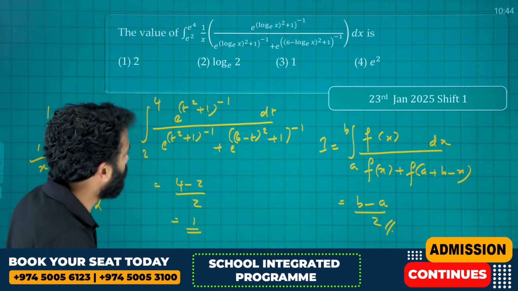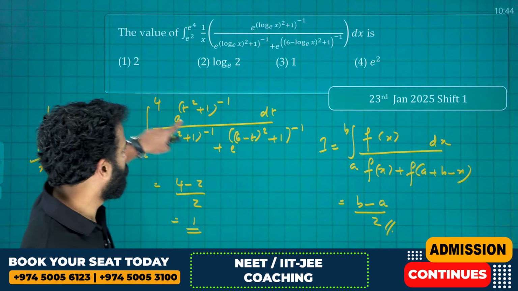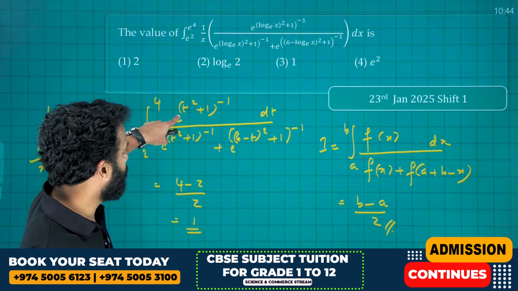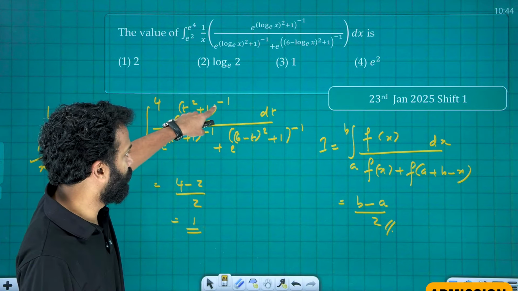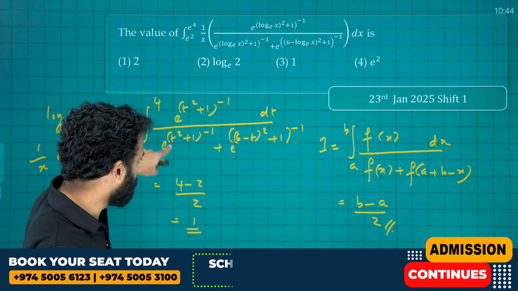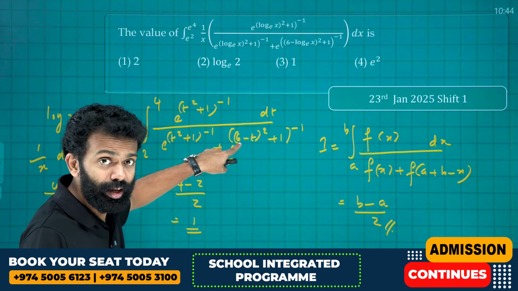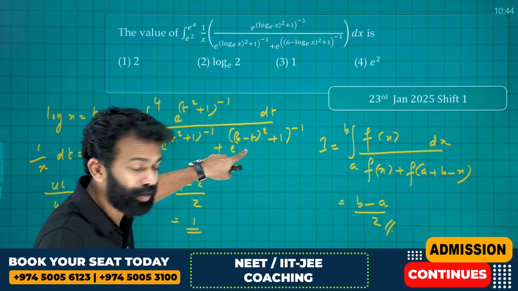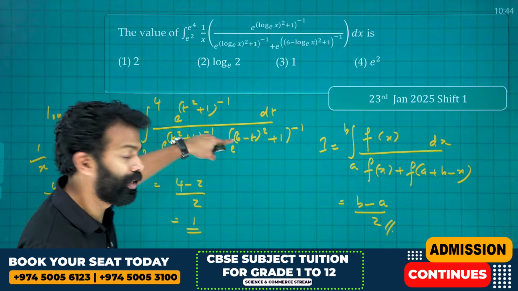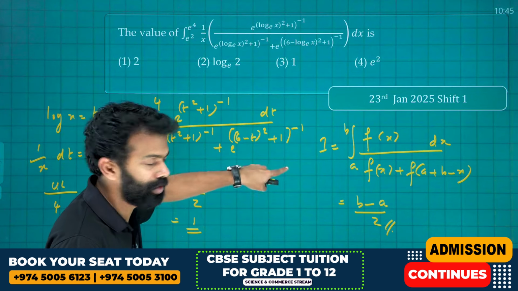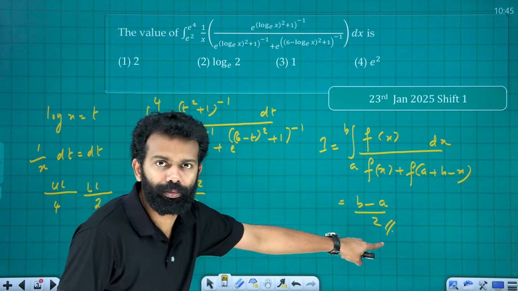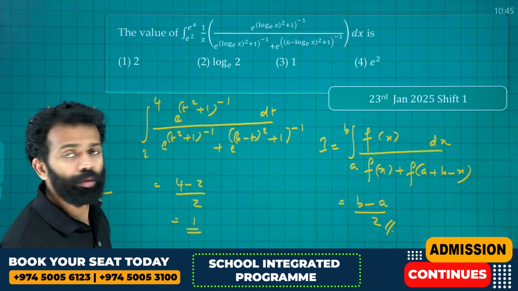Okay, very easy one. See, it is exactly like this. 4 plus 2 is 6, and (e raised to (t square plus 1))^-1 is basically f of t. This is also f of t. This is f of 6 minus t, that is 4 plus 2 minus t, that is (6 minus t) the whole square plus 1. That is how we can use this formula. Very direct one. Hope you got the idea here.